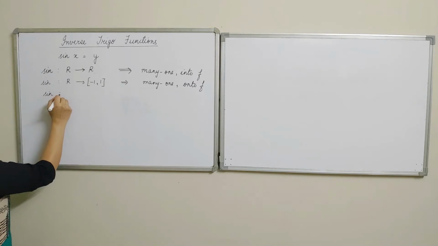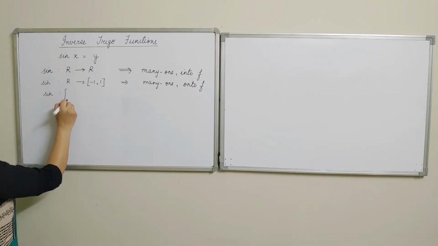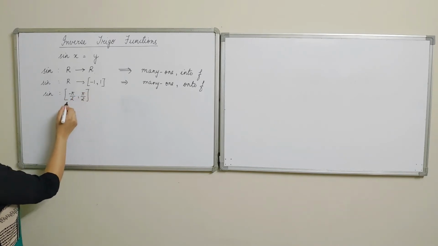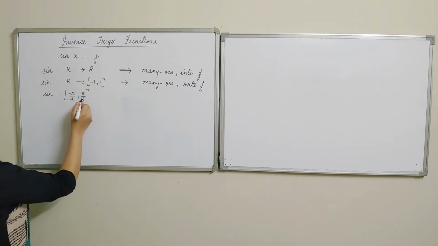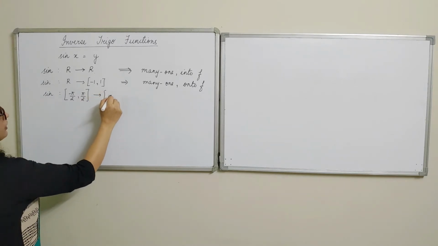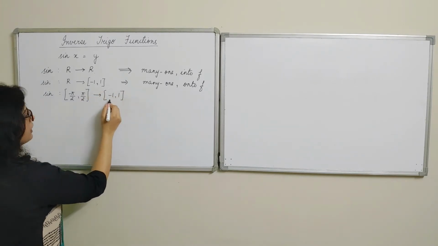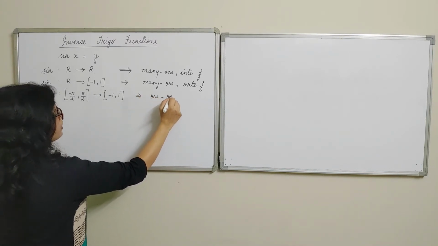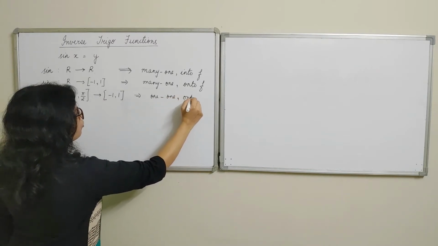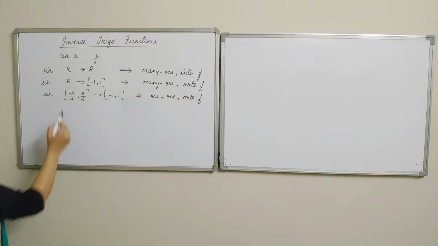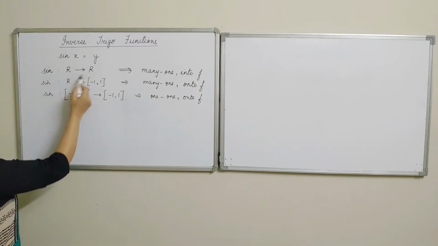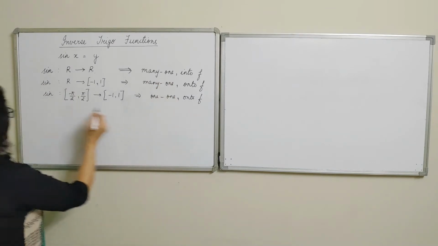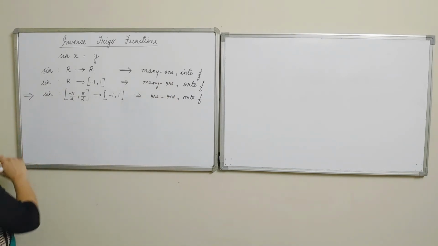Still one more change here. Let's change the domain of the function and consider a subset of the domain as the closed interval from minus pi by 2 to pi by 2, and the range of the function as the closed interval from minus 1 to 1. In this case, the function becomes a 1-1 onto function. So you can see here, depending upon the domain and the range of the function, the kind of function will always keep changing. We are interested in this function.